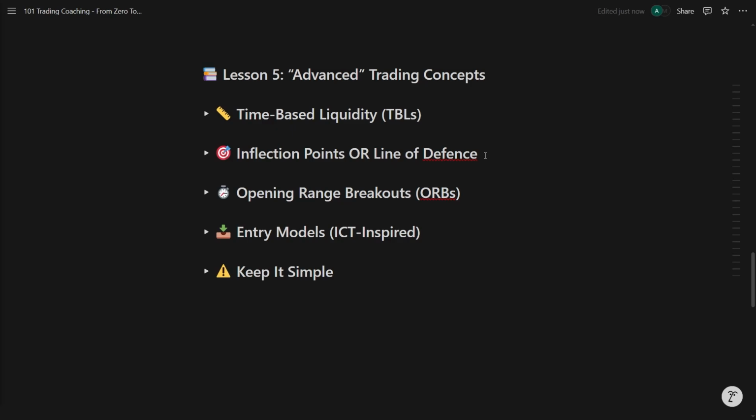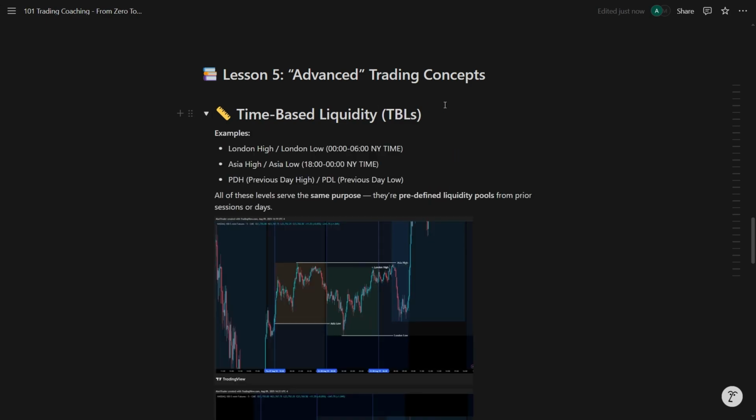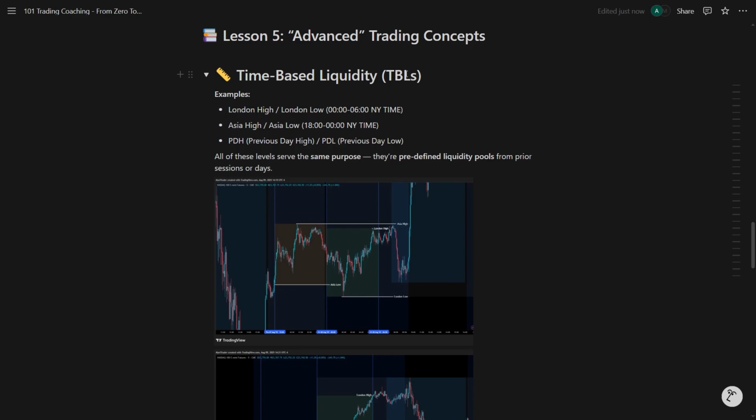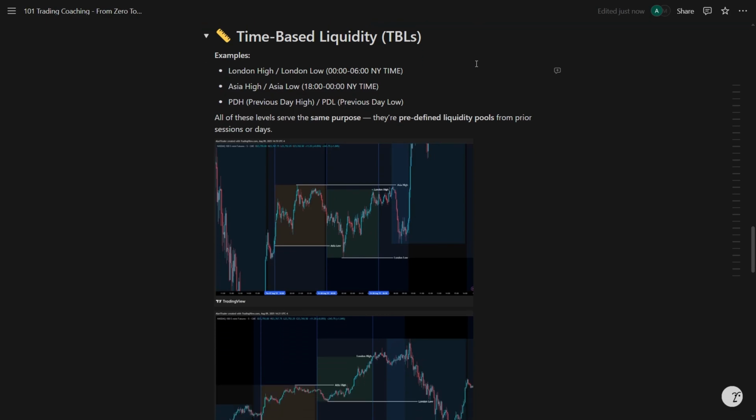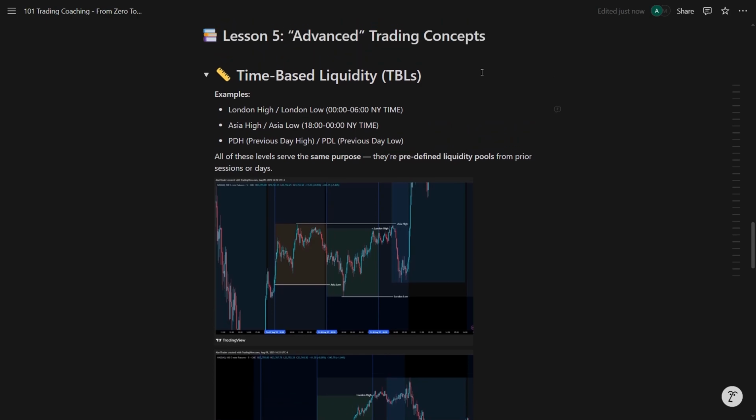Okay, so in today's lesson, we're going to go through advanced trading concepts. They're not really advanced, but it's just a bit more than the basics. First, we have the time based liquidity. It's basically predefined liquidity pools from prior sessions or days. And the good thing with this, it's always going to be here.